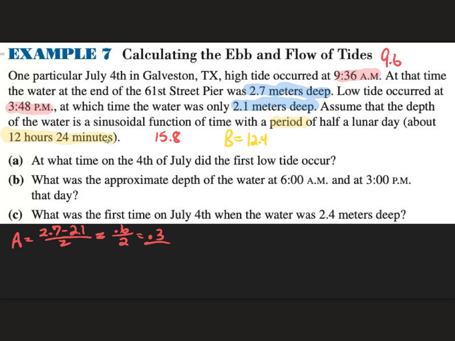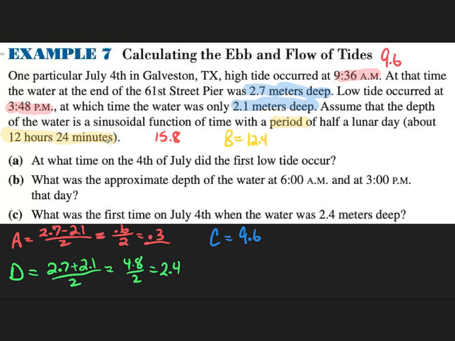To get our phase shift, our D, we take the high plus the low, divided by 2, and that will give us 4.8 over 2, which gives us 2.4. Our C is 9.6. Why does our C equal 9.6? Because from midnight, that's the time when we have our high tide.